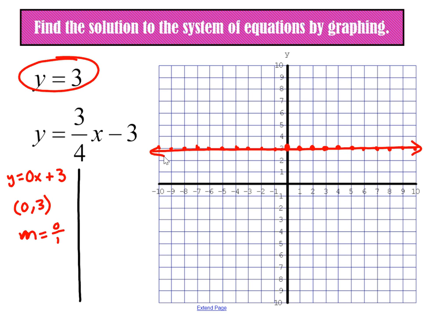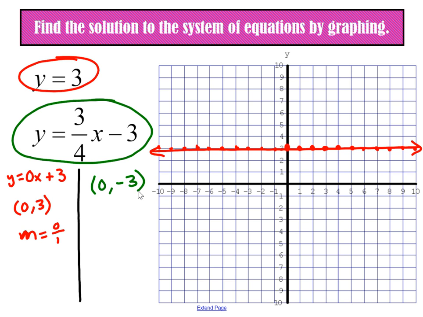Let's go ahead and take care of our green equation here. On that one, it is already in slope-intercept form, so I don't have to rewrite it in any special way. My y-intercept on this one is going to be that -3, so it's going to be 0, -3. And then my slope on this problem is actually in a fraction.